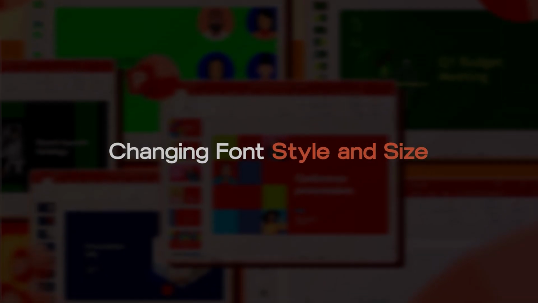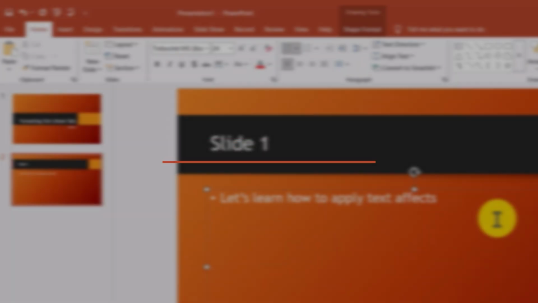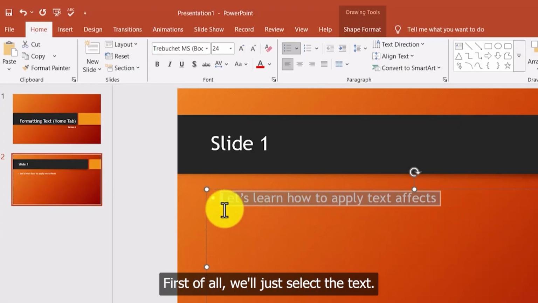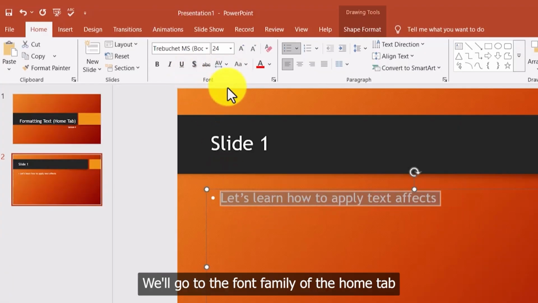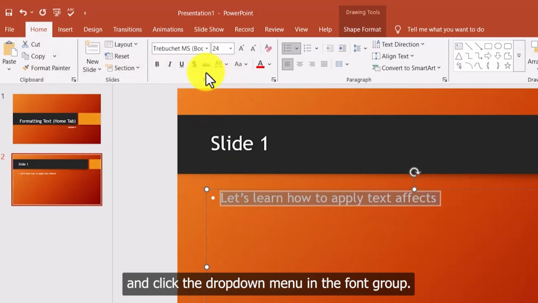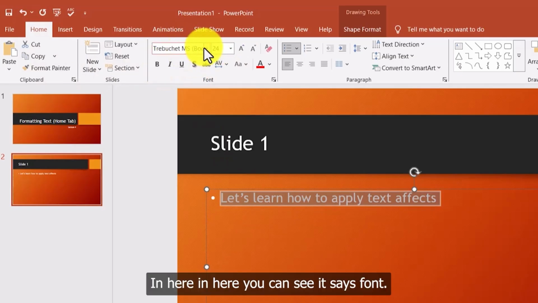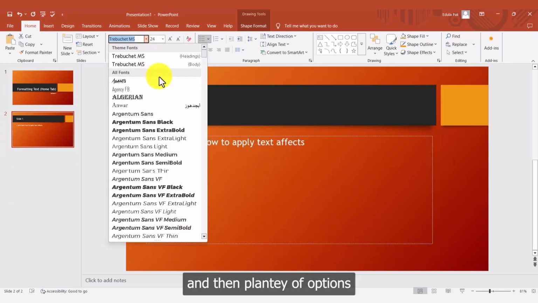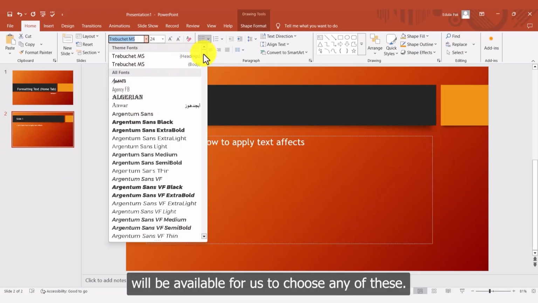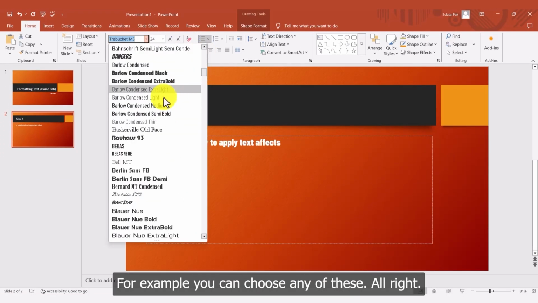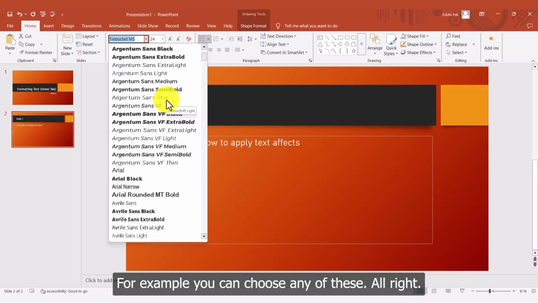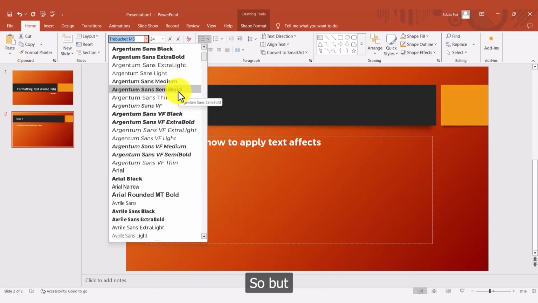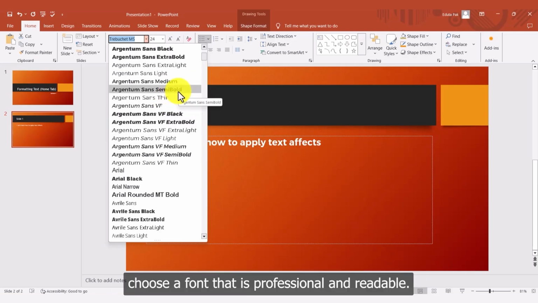Changing font style and size. Choosing the right font. First of all, we'll just select the text. We'll go to the font family of the Home tab and click the drop down menu in the font group. In here you can see it says font. Click on that and plenty of options will be available for us to choose any of these. But choose a font that is professional and readable.